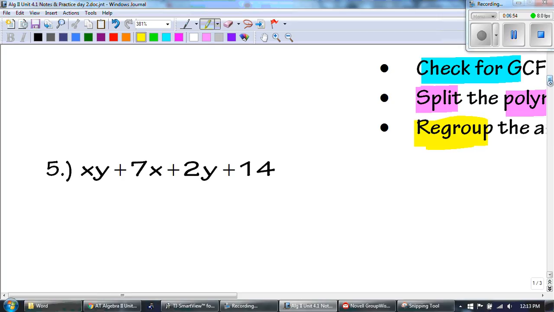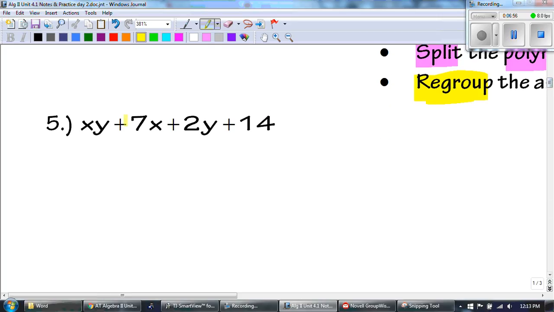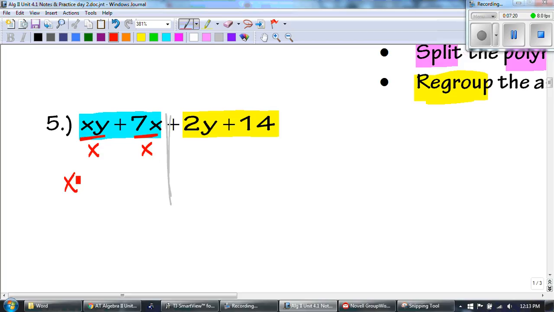So at the very beginning, I want to ask myself, is there something I can take out of all 4 numbers? And I can't, so I'm just going to split it in half, and I'm going to focus on just the blue, and then I'll focus on the yellow. So in the blue group, there is a GCF of x. So I'm going to take the x out, and then I am left with y plus 7.